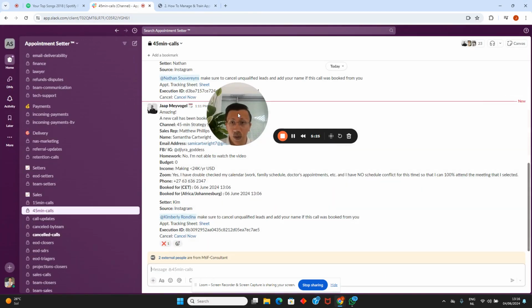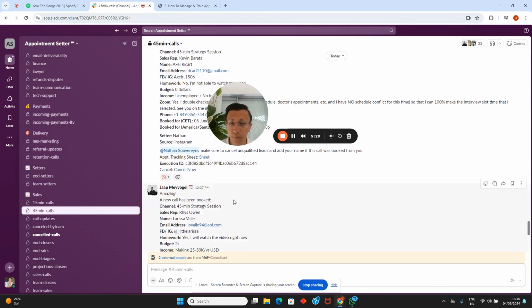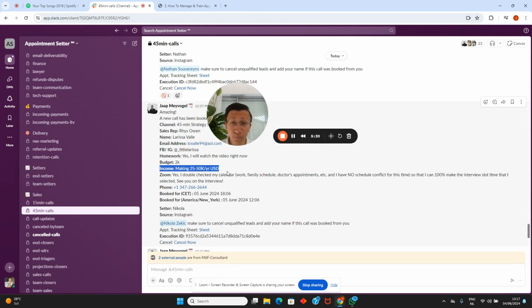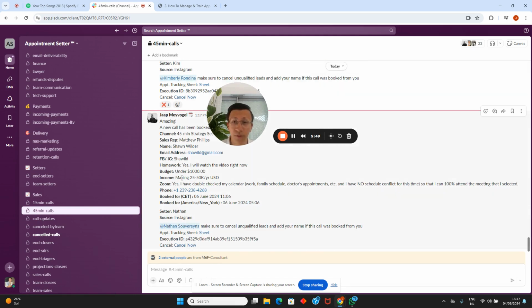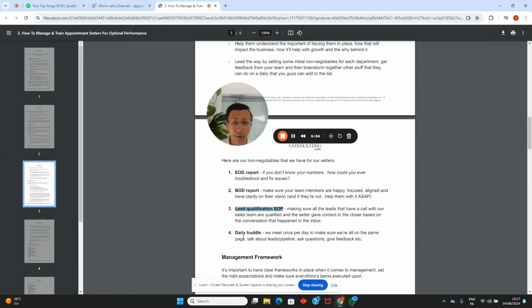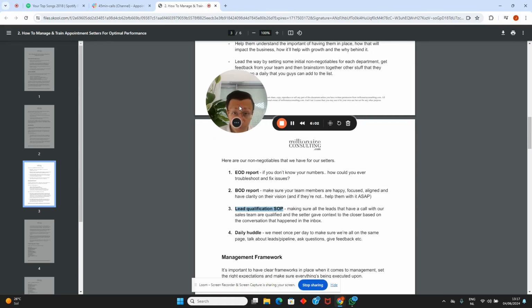So we qualify people on income. So if they make at least 2K per month, we'll leave them on the calendar, right? Even if the budget says 0. Now, if they're unemployed and have no income, then they have to have at least a 1K budget, right? And if they don't, then we basically instantly cancel just for the sake of calendar efficiency, right? So here we keep this person on because they're making at least 2K per month. So that's what I have taught my setters, and they now know what to qualify on when a lead comes through.